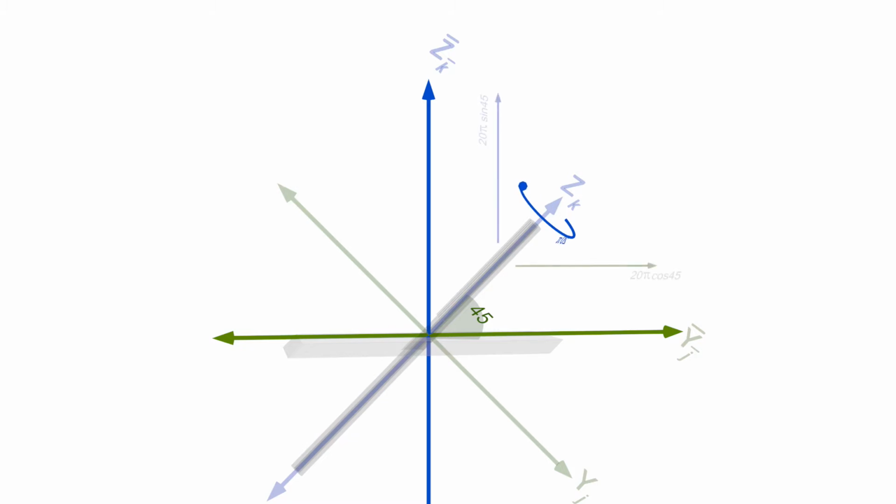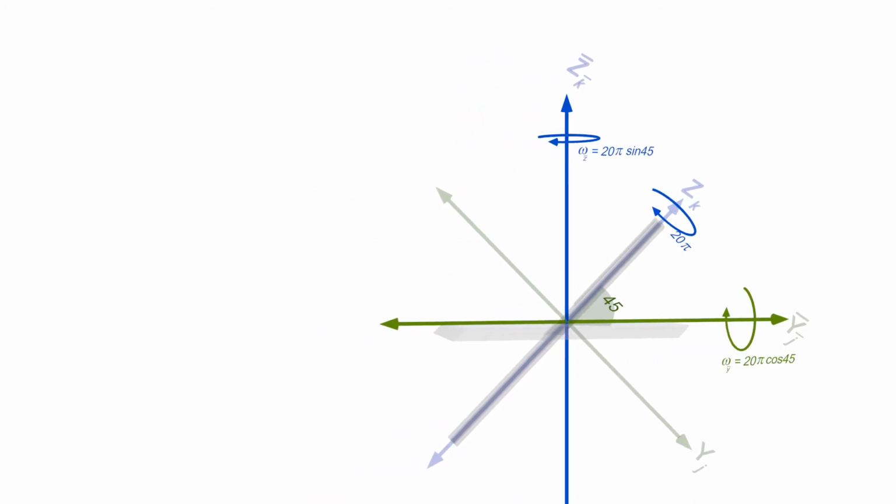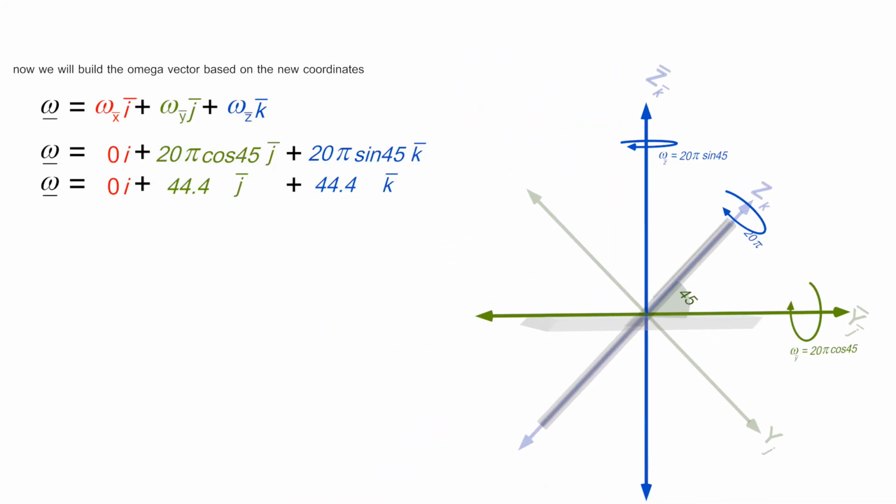According to the new coordinate system, the shaft rotates between the z-axis and y-axis, so we can break it into its y- and z-components. Now we will rebuild the omega vector. Notice that now we have two components, a j-component and a k-component.